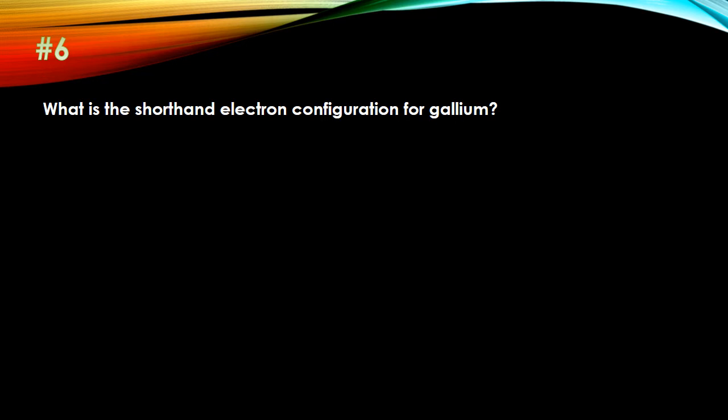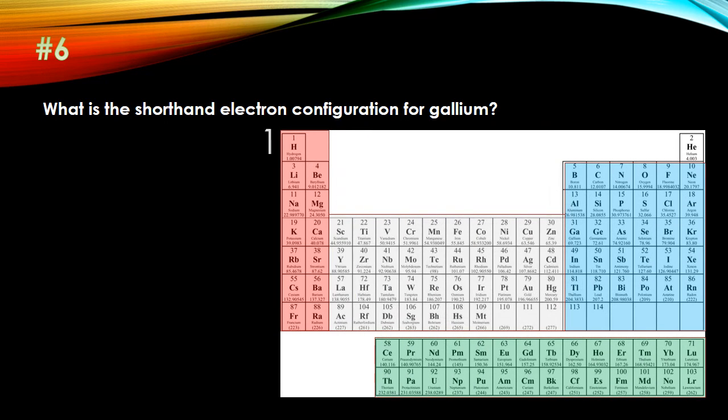Let's write the shorthand electron configuration for gallium. Start with your periodic table. Now, I've put the numbers on here for the energy levels just to remind you. The first energy level for hydrogen, the second energy level for the p block starts with boron, the third energy level for the d block starts right after calcium. Now, if we count straight down from hydrogen, 2 would be lithium, 3 sodium, and 4 would be potassium.